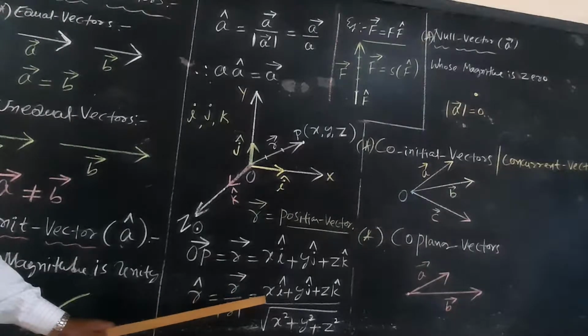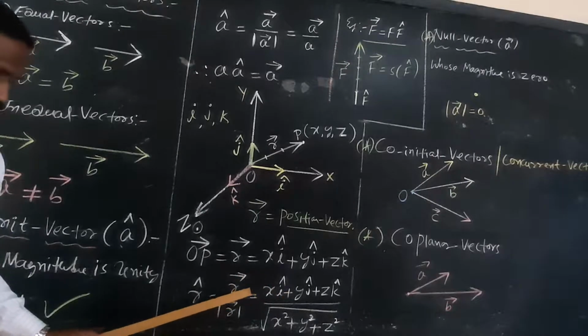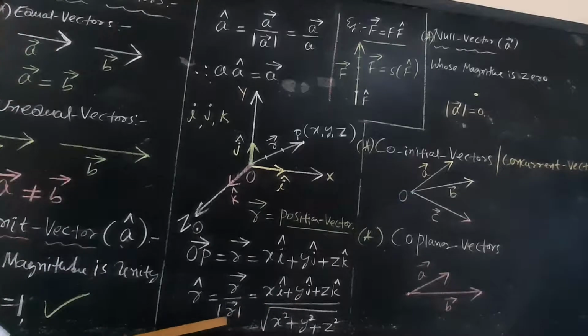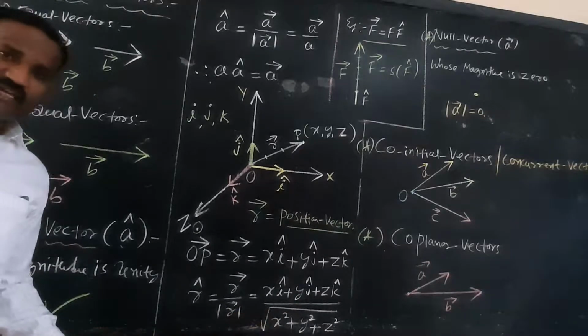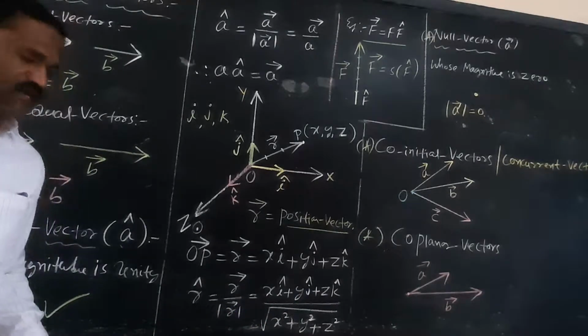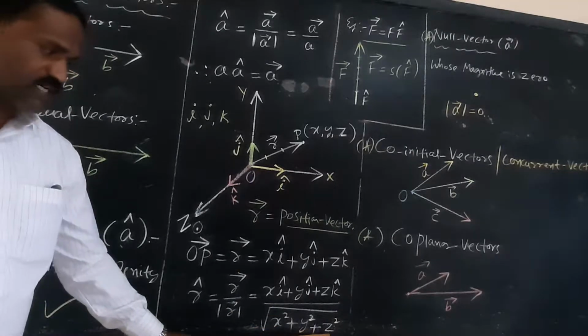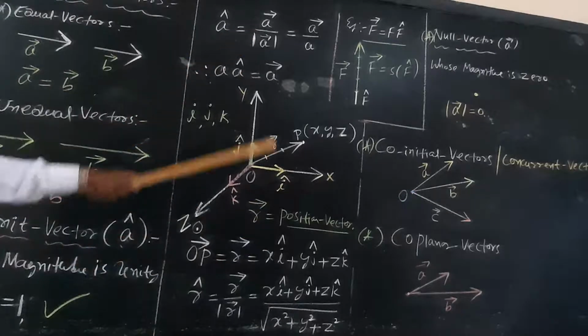How to denote the vector R? Xi cap plus yj cap plus zk cap. What is modulus of R? As you know well, in the resolution of vector concept I already explained, the magnitude of the vector is given by root of x square plus y square plus z square. So please copy the things.